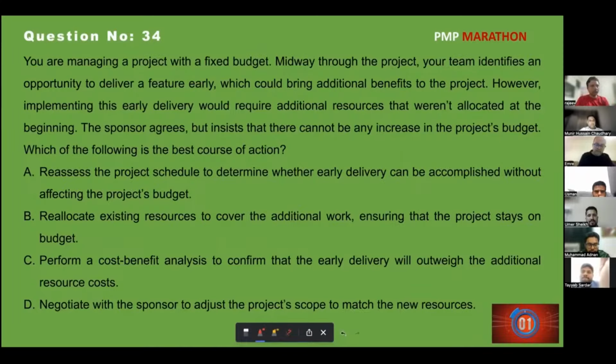Okay, so why not C? Because the sponsor has specifically mentioned that we cannot increase the cost. So we cannot even do the cost benefit analysis. The purpose of cost benefit analysis is that if I get more resources, it will give me a benefit. But he specifically mentioned that I'm not going to give you more money. So the best option is to evaluate how, without spending more money, we can take the action.